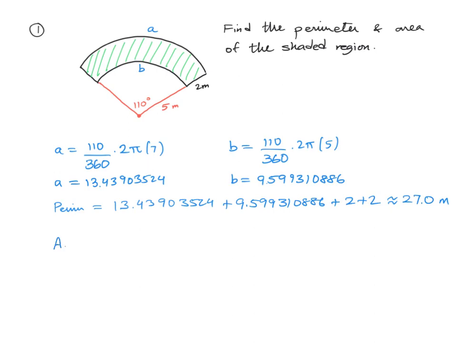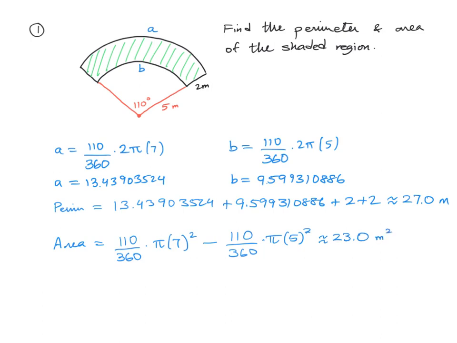So the area is going to be, well, I need to take the fraction of the whole circle, 110 divided by 360 times the pi r squared, but it's the pi r squared for the big sector first, so pi 7 squared. And then subtract from that the area of the smaller sector, so 110 over 360, same fraction, times pi 5 squared, because that was the radius of the smaller sector. And again, I can plug all of this into my calculator, round to 3 sig figs, and I get approximately 23.0 meters squared.